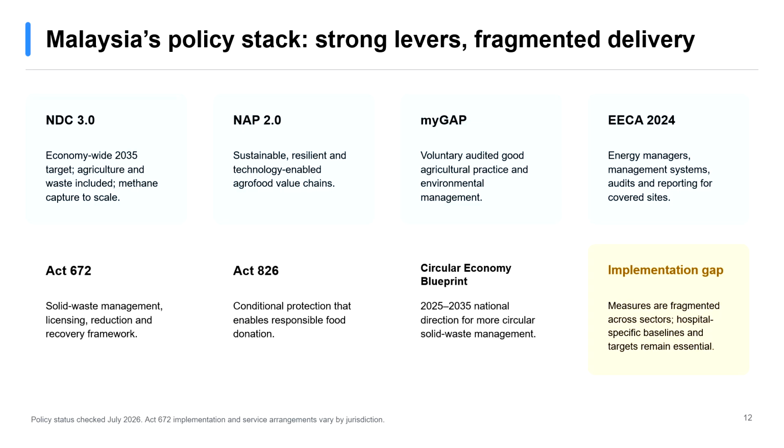Malaysia already has enabling policy instruments, including its nationally determined contribution, solid waste legislation, food donation protection, the Energy Efficiency and Conservation Act, and the Circular Economy Blueprint. The main gap is not the absence of policy language, it is hospital-level measurement, ownership, and delivery. Food service, dietetics, nursing, facilities, infection control, procurement, and the waste contractor need a shared governance structure. The plan therefore assigns practical indicators and decision gates rather than assuming that a national policy automatically changes meal service practice on a ward.